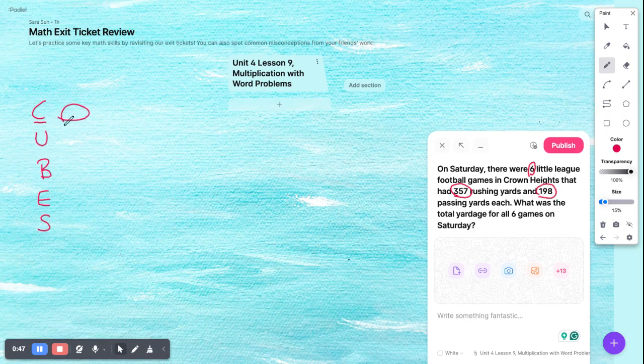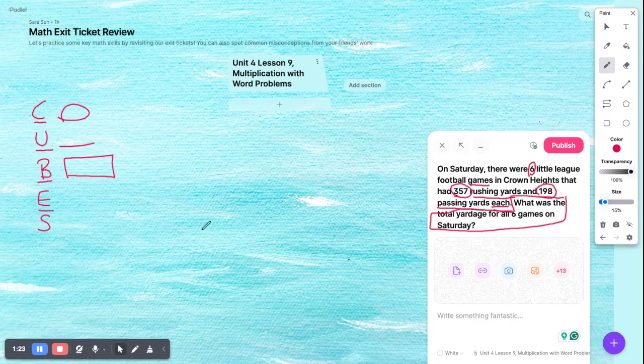Now I'm going to underline any keyword that I see. So 6 leagues, that was the total games, and 357 indicates the rushing yards, and 198 passing yards. I also think each is important. I'm now going to box the big question. At the end, it says, what was the total yardage for all 6 games on Saturday? So I know that's the big question we need to answer, and I'm going to box it right there.